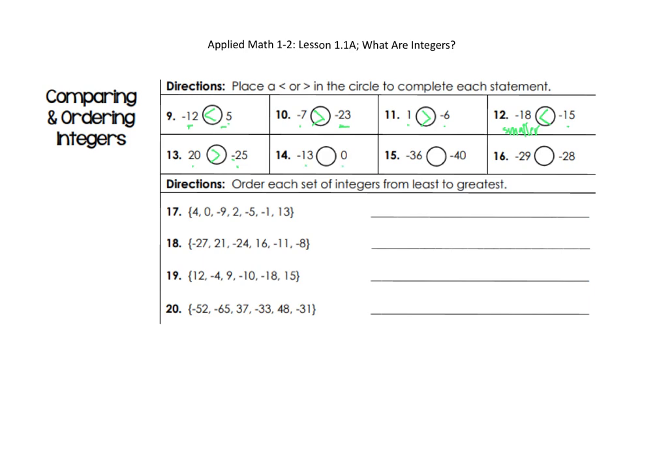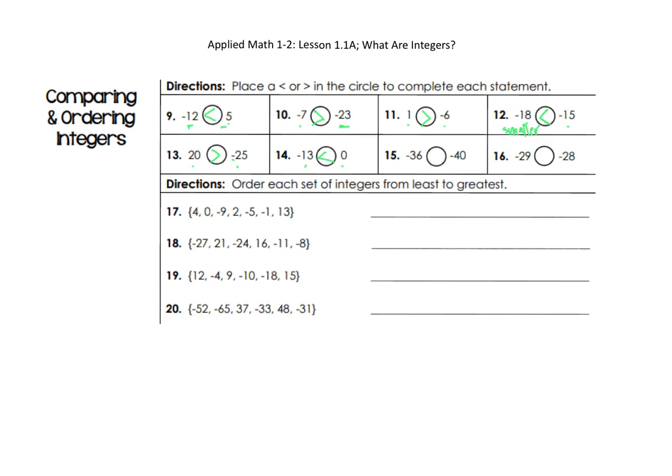14, we have -13 and 0. Okay, 0 is further right on the number line than -13. Right? Would you rather have $0 or owe somebody $13? That's what being negative is like. It's when you owe somebody money, and I'd rather have no money at all than be in debt to somebody. So 0 is larger than -13.